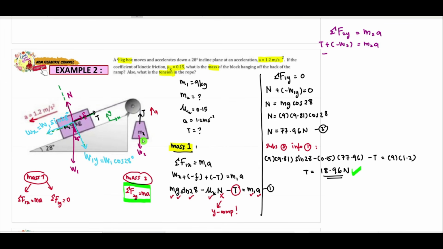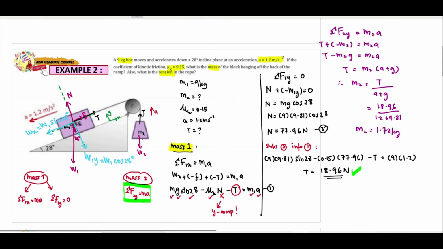So, sekarang kita rearrange dulu. Ini adalah M2G equal to M2A. Alright? So, kita bolehlah factorize kan? Bawa pergi sebelah. Therefore, M2 is equal to T over A plus G. Masukkanlah nilai T tadi, 18.96. A 1.2 plus G 9.81. So, mass untuk objek 2 you akan dapat 1.72 kg. Alright? So, this is the answer. So, finish question number 2.